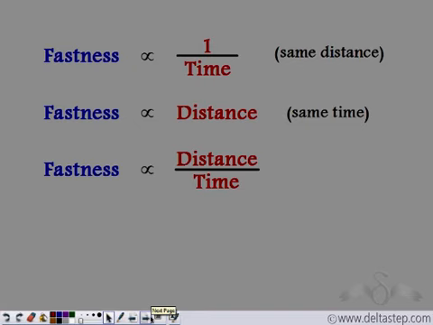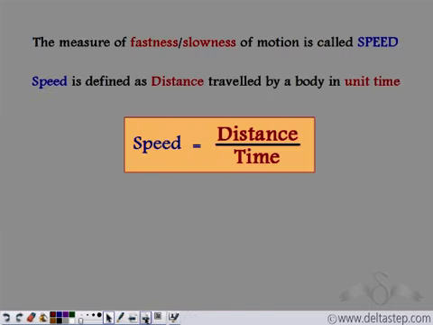But how do we measure fastness? Well, the measure of fastness or slowness of motion is called speed. Speed is the distance traveled by a body in unit time. So the mathematical formula for speed is distance divided by time. So it gives us the distance traveled by a body in unit time.